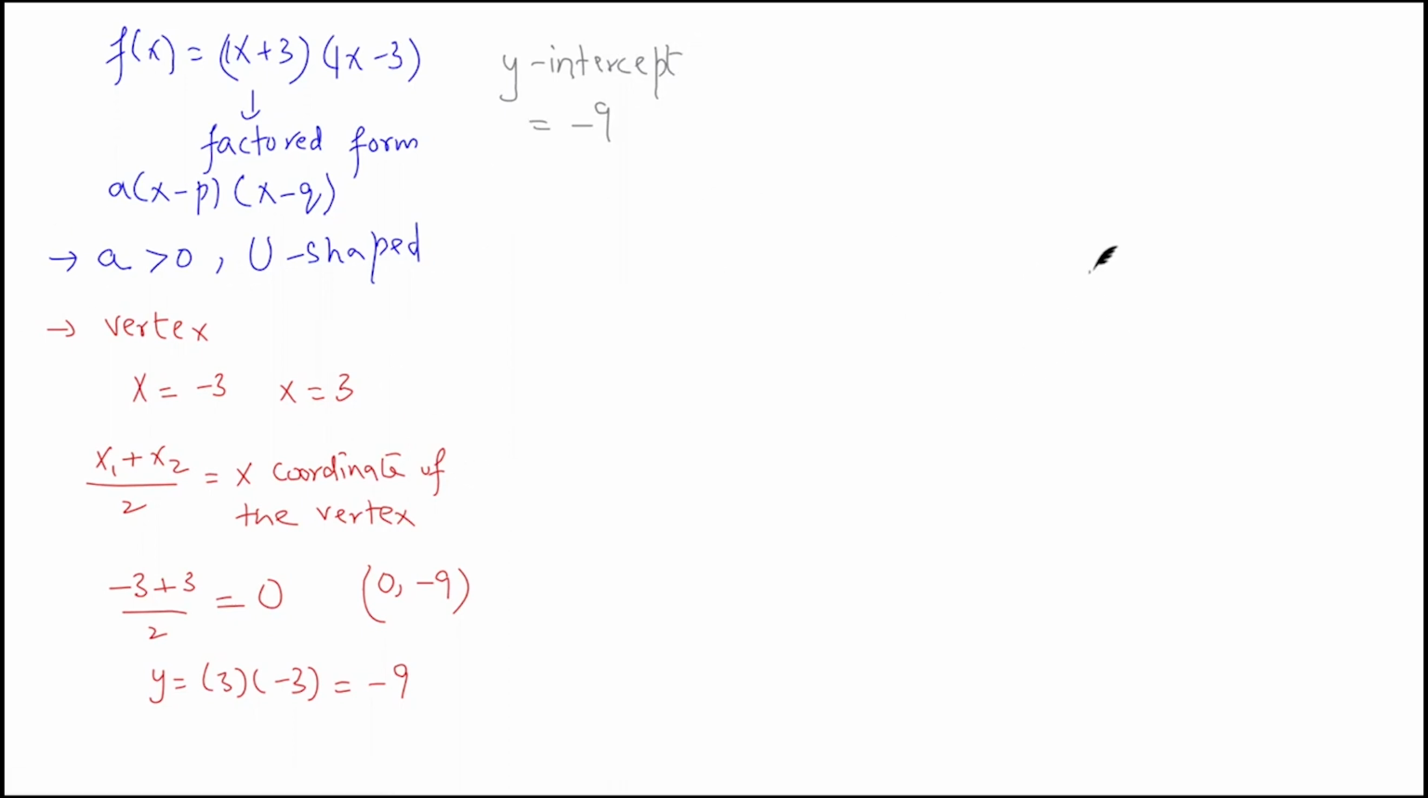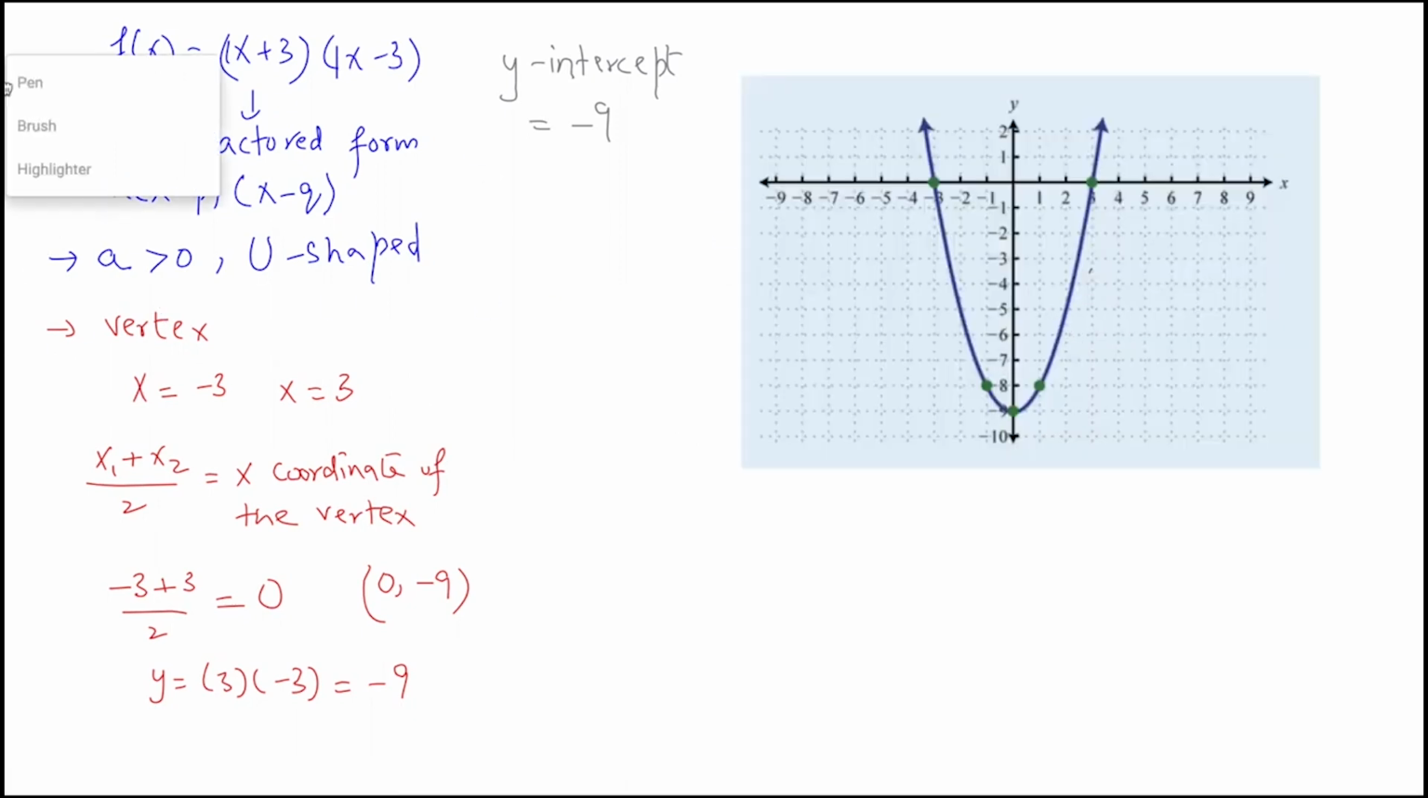Let's look at this graph. Sorry, 1 minute. There you go. So this is how the graph looks. See, a is greater than 0, so the graph is U-shaped. Then we need to look at the vertex, which is (0, minus 9). This is our line of symmetry, and this is the y coordinate, (0, minus 9).